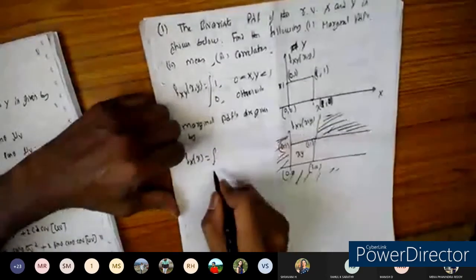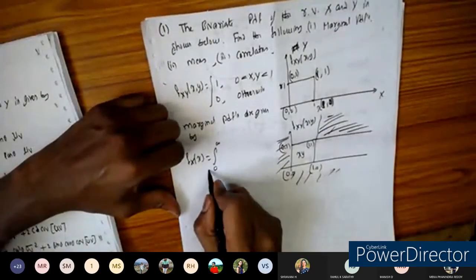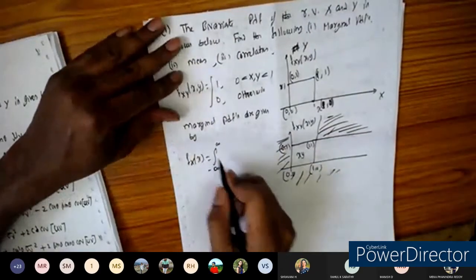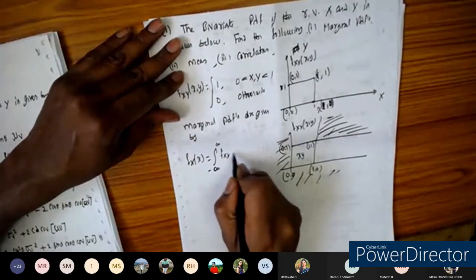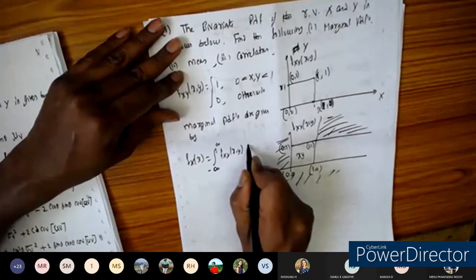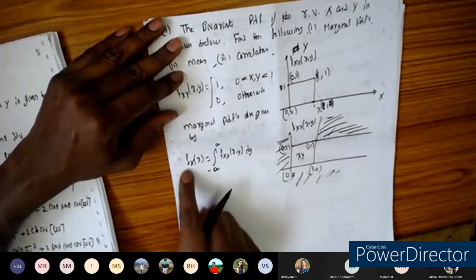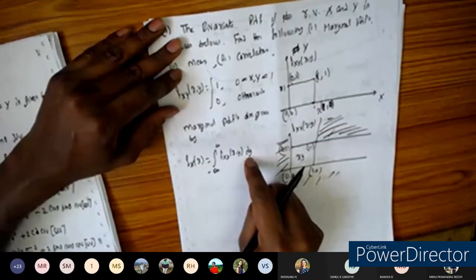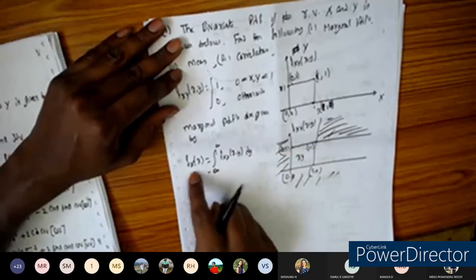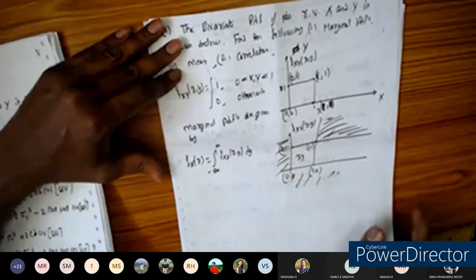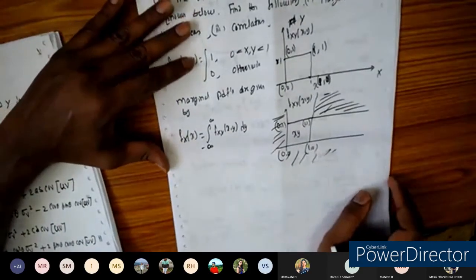So this is the general formula I'm going to write here: the integral from minus infinity to plus infinity of fxy of x comma y, integrated with respect to the random variable dy. In order to get fx of x, we need to integrate with respect to the random variable y. In order to get fy of y, we need to integrate with respect to the random variable x.